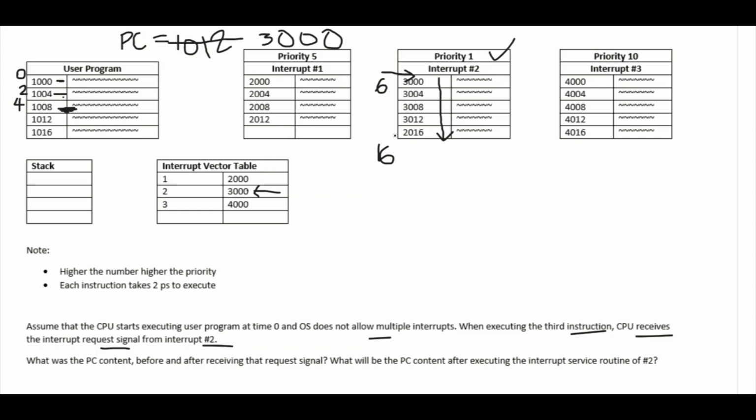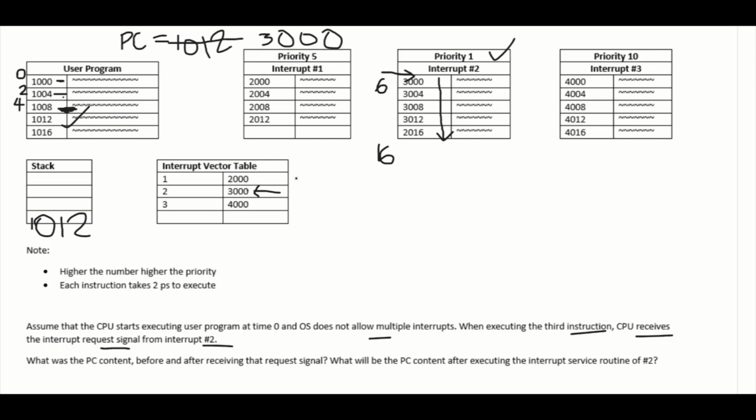Then where should it go? By the way, normally when we jump to the interrupt service routine, the return address will be written in the stack. We saw that in the previous exercise, didn't we? The address where it stops is 1008. That means it has to resume from here. This address will be written in the stack. The context of the current user program is saved in the stack.